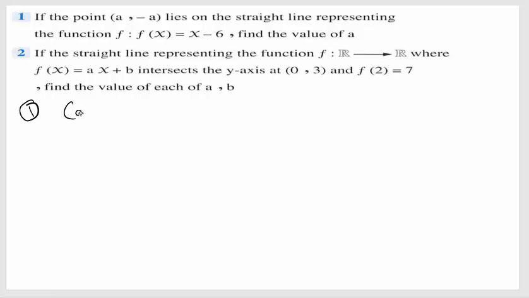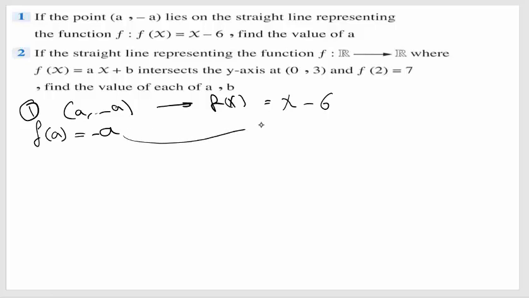What is the meaning of (a, -a) lies on the function f of x equals x minus 6? In order to recognize this point, you need to know this. This means that f of a equals -a. So I'm telling you that if you replace each x and put instead of it a minus 6, the result will be -a.